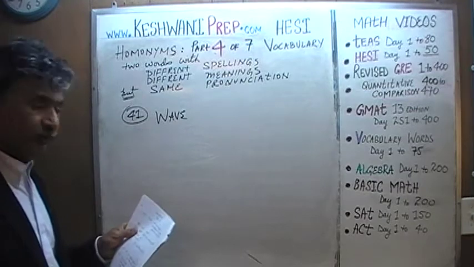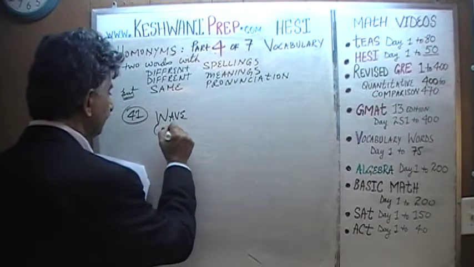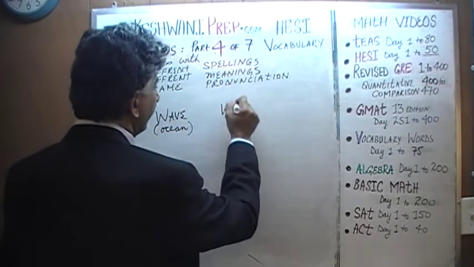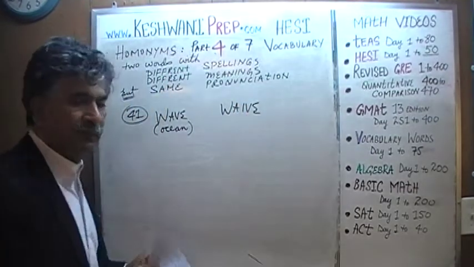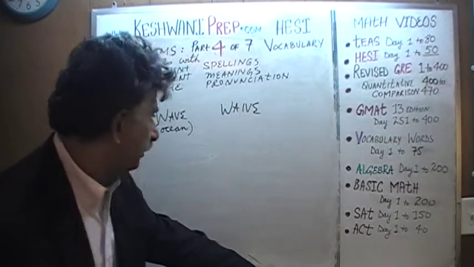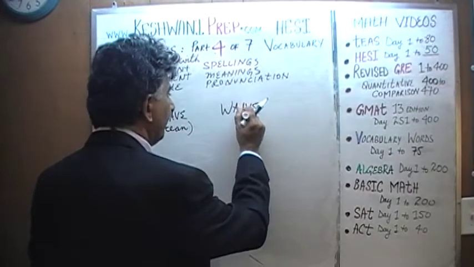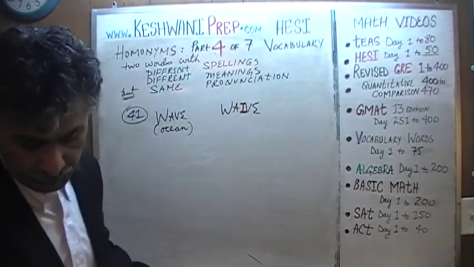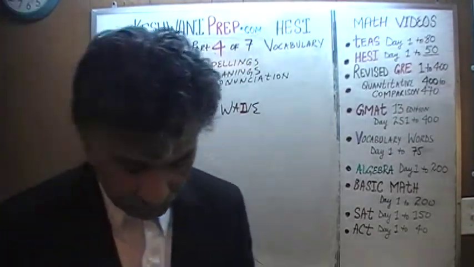Wave, as in the wave that we see in an ocean, and then we have this waive with an I. Of course, they are pronounced the same way, which is why they are called homonyms.